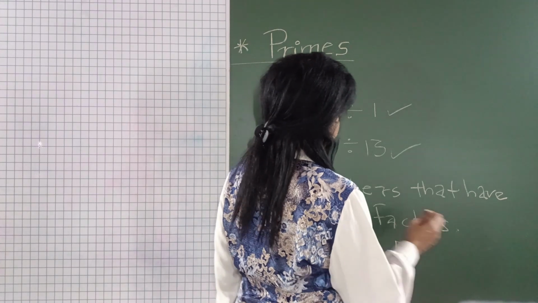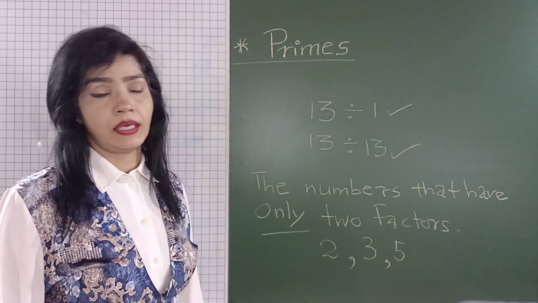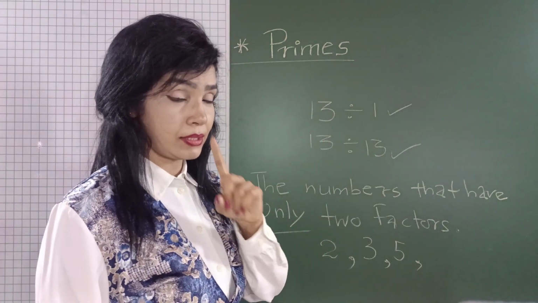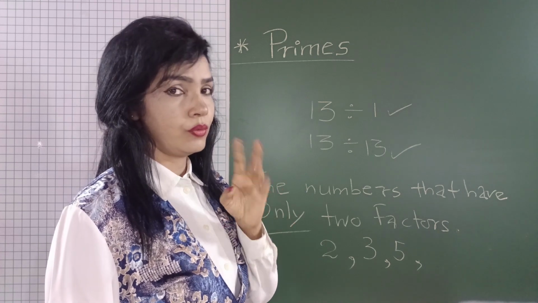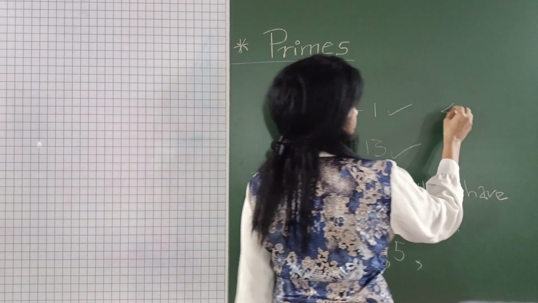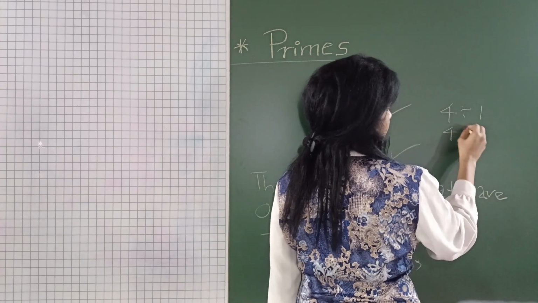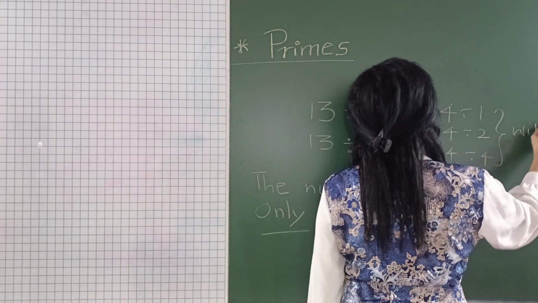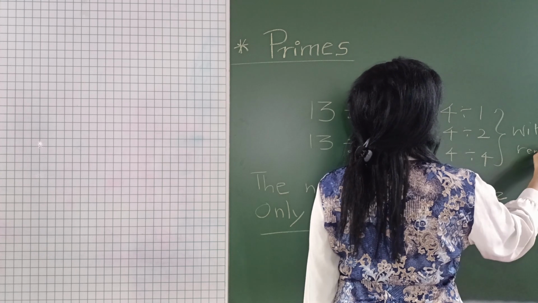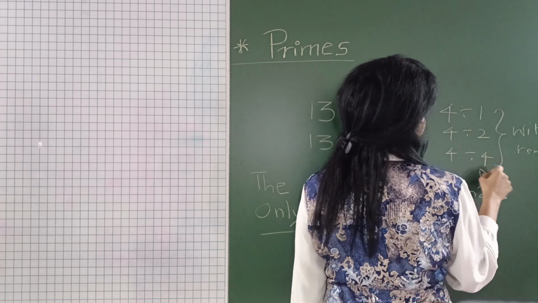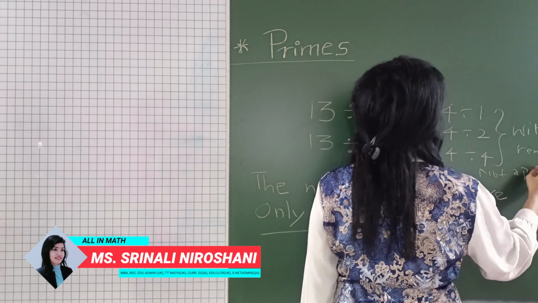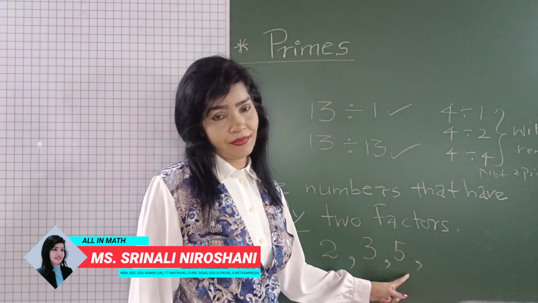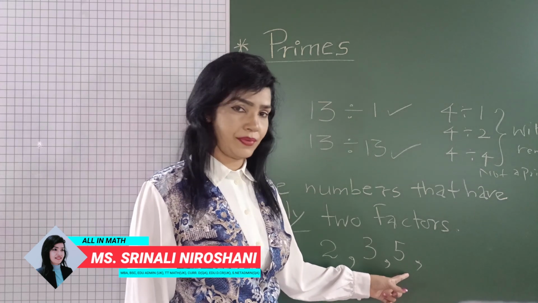Then 5. 5 has two factors. 4? No. 4 has three factors: 1, 2, 4. 4 can be divided by 1, 4 can be divided by 2, 4 can be divided by 4 without remainders. So 4 is not a prime. But 5 is a prime because 5 can be divided by 1 and 5.